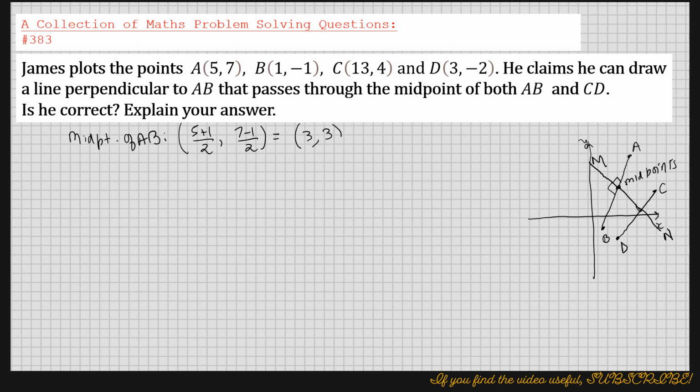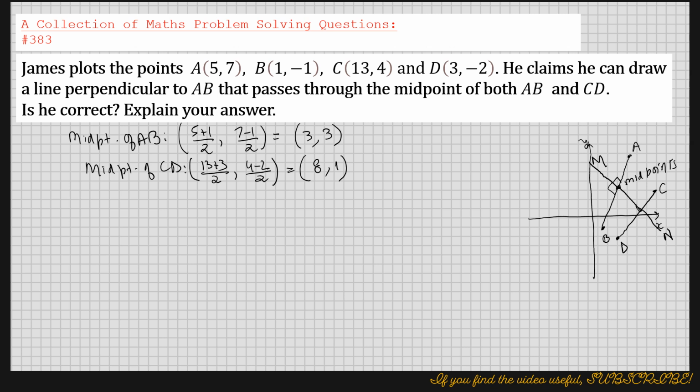So 3, 3. And then the midpoint of CD would be given by 13 plus 3 divided by 2 and 4 minus 2 divided by 2, and that would give us 13 plus 3 is 16 divided by 2 is 8, and 4 minus 2 is 2 divided by 2 is 1. So that's the midpoint of CD. Hope I got it right.